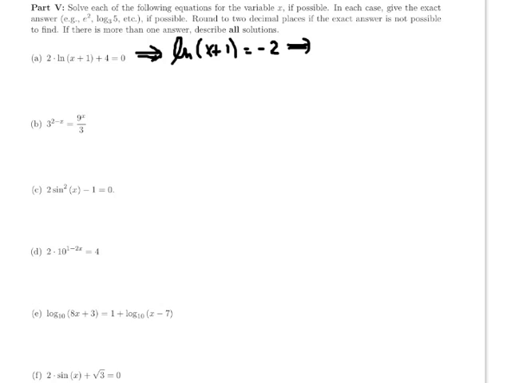Now we trade that in. Remember, natural log is really log base e, so I'm going to trade that for an exponential equation in base e, but the input and output are swapped. So instead of the x plus 1 going into the function and minus 2 coming out, minus 2 goes into the function and x plus 1 comes out. We've interchanged the input and output when we change from log base e to exponential base e. And after that, it's easy to solve. So x will be e to the minus 2 minus 1.